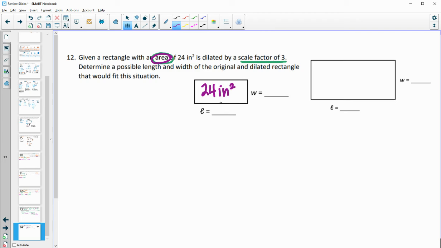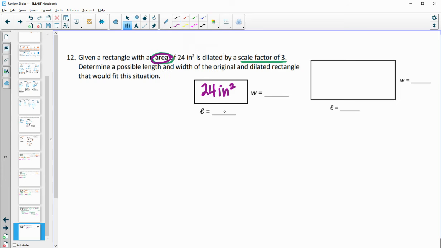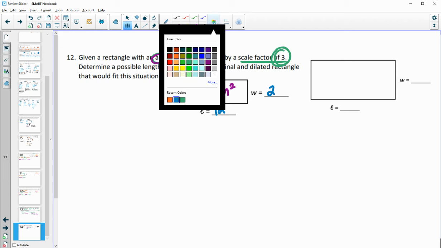So you have a couple of ways to tackle this. You could just come up with a length and a width for the original. And remember, area is length times width, so the two numbers you choose here have to multiply to 24. So if I just did 12 and 2, that would be fine. Then I need to dilate by a scale factor of 3, which means I just need to multiply each of these by 3.